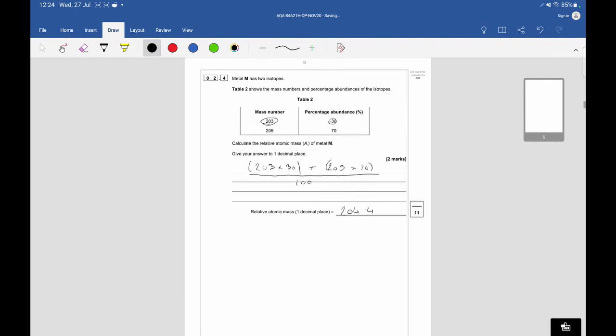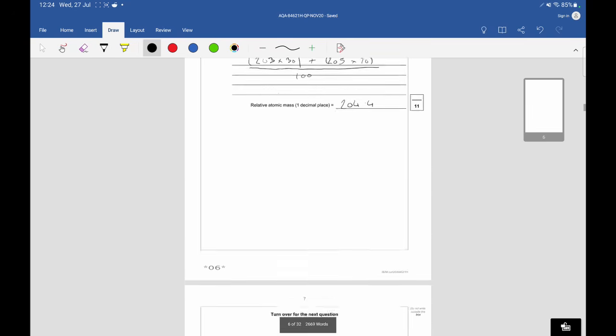And interestingly, anytime you're doing this one, they'll literally give you a mass number and abundances. All you do for the element you're working at is you take the mass number, multiply it by the percentage abundance for all of them, add them all together and divide them by 100, and it'll always tell you the relative atomic mass by doing that.